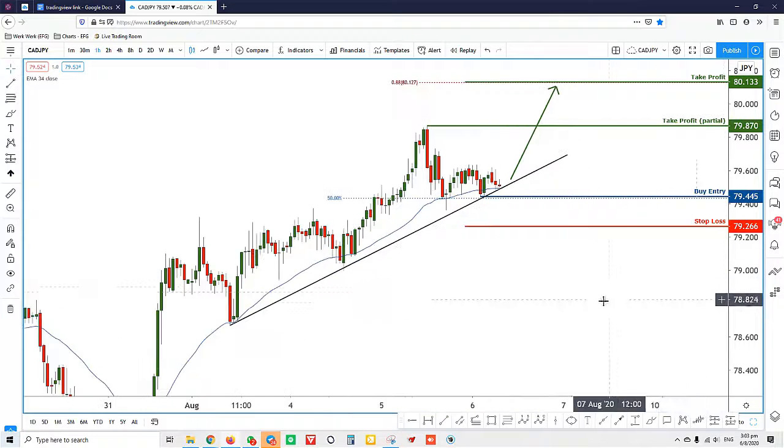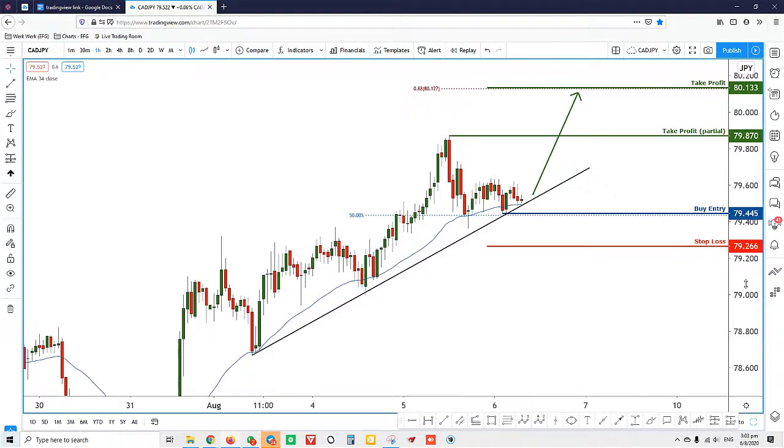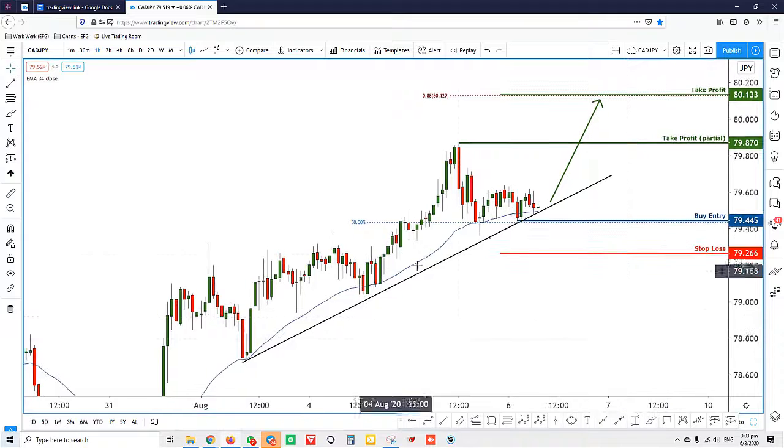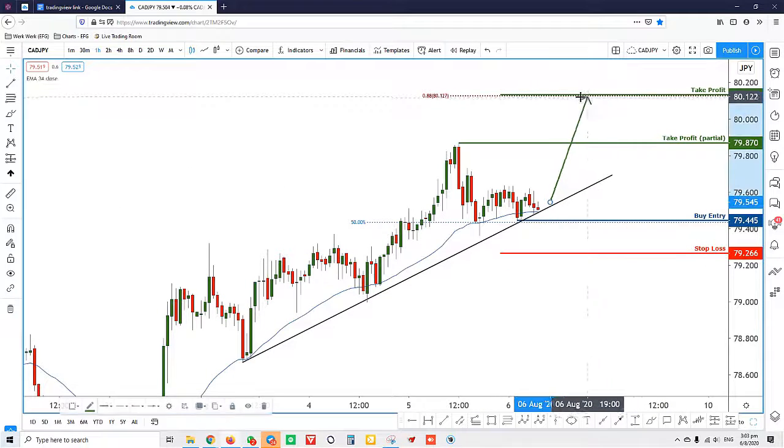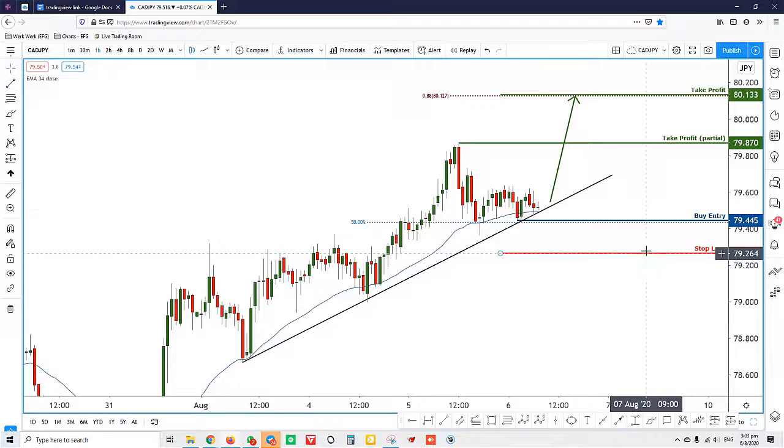So this is a very short analysis for today's trade of the day, the CAD yen. Seems like a good opportunity, but at the same time, please always do your own due diligence.